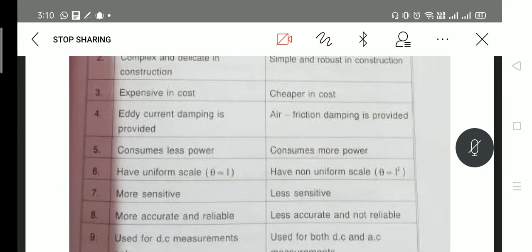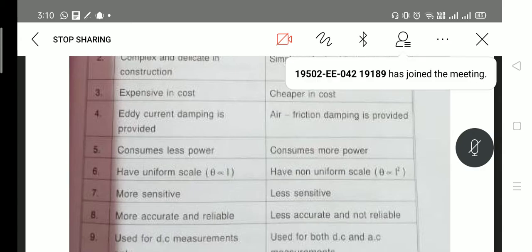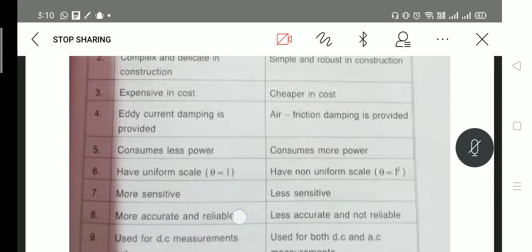In the MC type, theta is proportional to I, so we get a linear scale. But in the MI instrument, theta is proportional to I square, so the scale will be non-linear or non-uniform. Okay, MC type is more sensitive, MI type is less sensitive. MC type is more accurate and reliable. MI type is less accurate and not reliable. Okay, it is non-uniform, so it is not accurate.